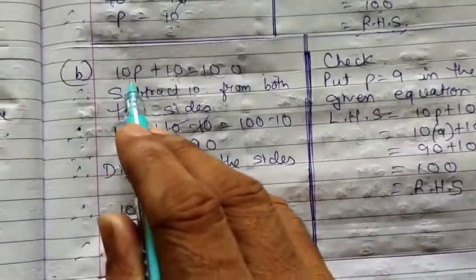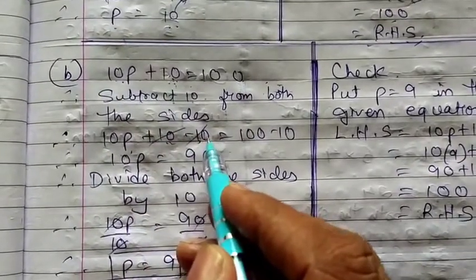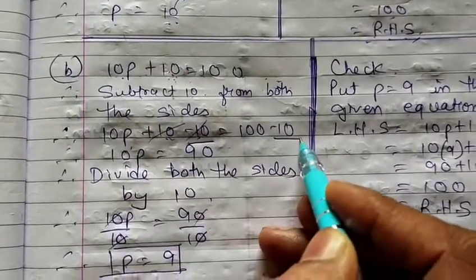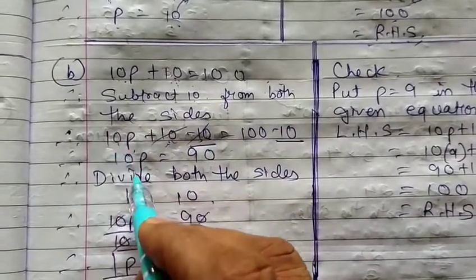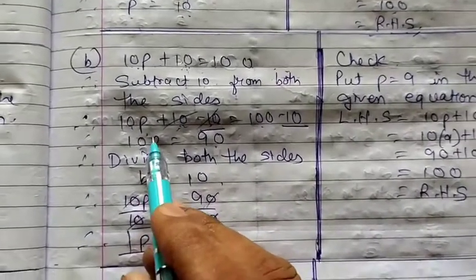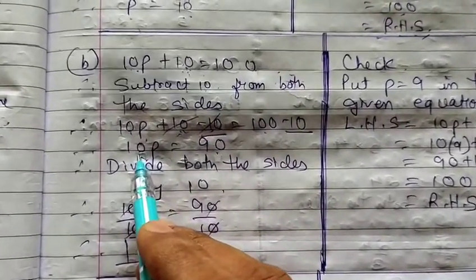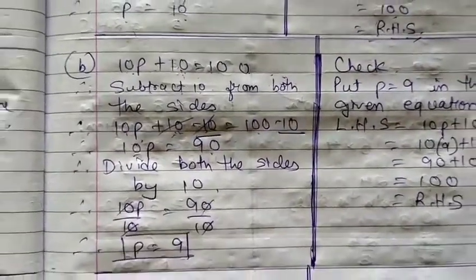Write down 10 times p plus 10 as it is. Subtract 10 from both sides, here also and here also. By doing so, positive 10 and negative 10 will get cancelled. So what is left now? 10 times p. Now here 100 minus 10 is 90. After doing this, you have to eliminate this 10 times p. So how to eliminate 10 times p?